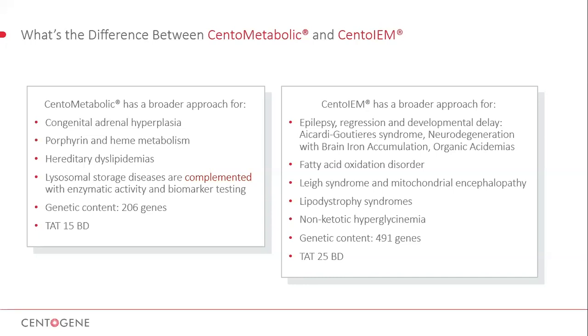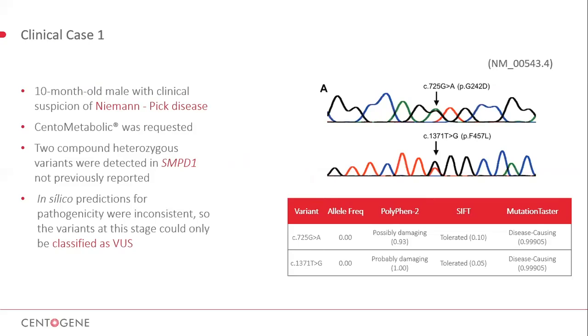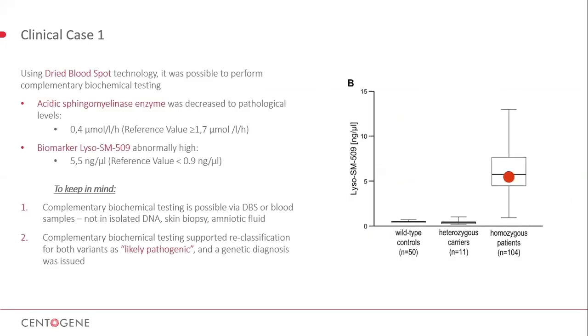Now, getting into the case studies, this first case is about a male, 10 months old, with the clinical suspicion of Niemann-Pick. After we performed the genetic test, we found some heterozygous variants in the SMPD1 gene, which is related to Niemann-Pick types A and B, but these variants were not previously reported. And the in silico predictions were inconsistent, so we remained with the classification of variant of unknown significance.